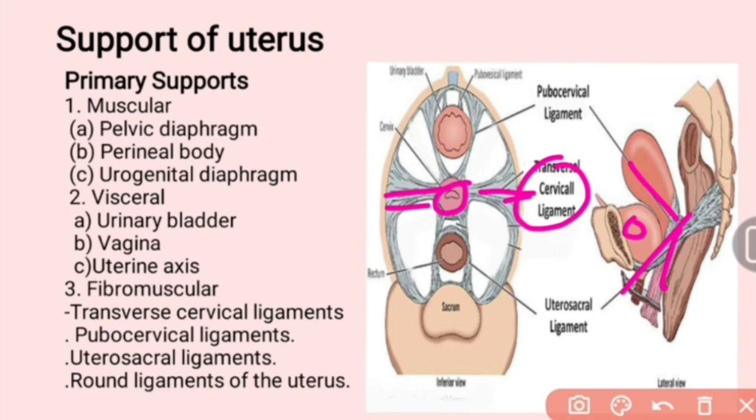Next one is the pubocervical ligament. That is the pubocervical ligament. Another one is the uterosacral ligament. That is the uterosacral ligament, another support of the uterus. And the last one is the round ligament of the uterus. This remains in this portion.